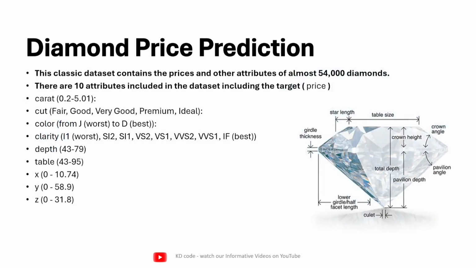In this video, we are going to see one more interesting project, which is diamond price prediction. For this project, I am using a dataset which has 10 attributes along with our target attribute, price. So these are the remaining 9 attributes: carat, cut, color, clarity, depth, table, x, y, z. Let's see about them one by one.